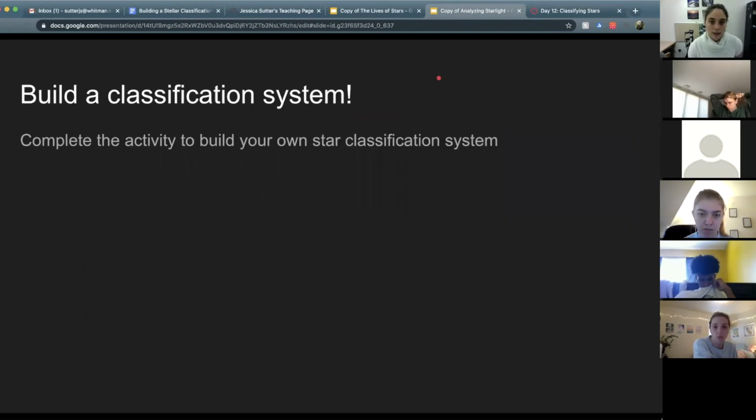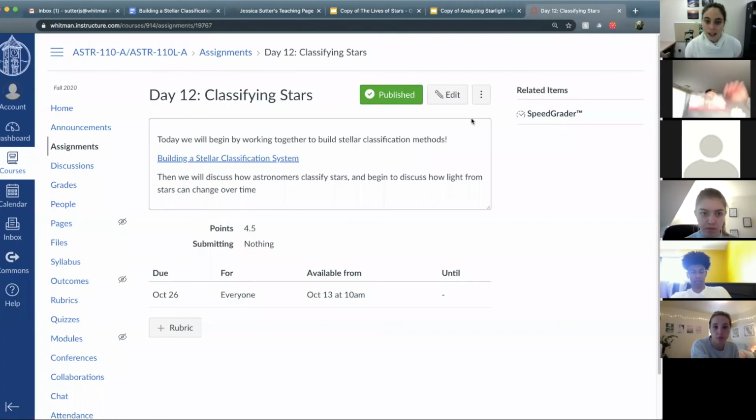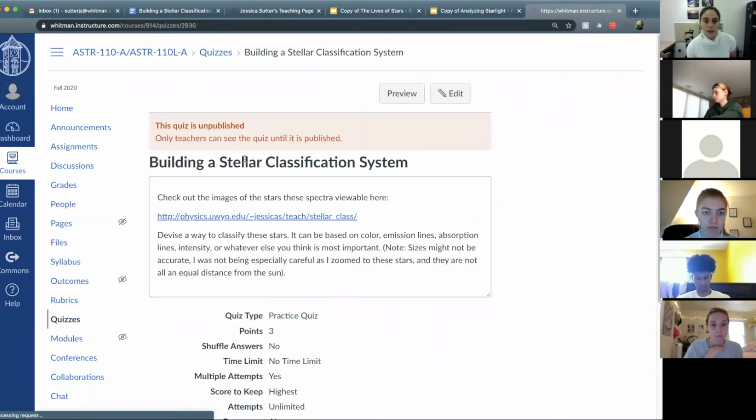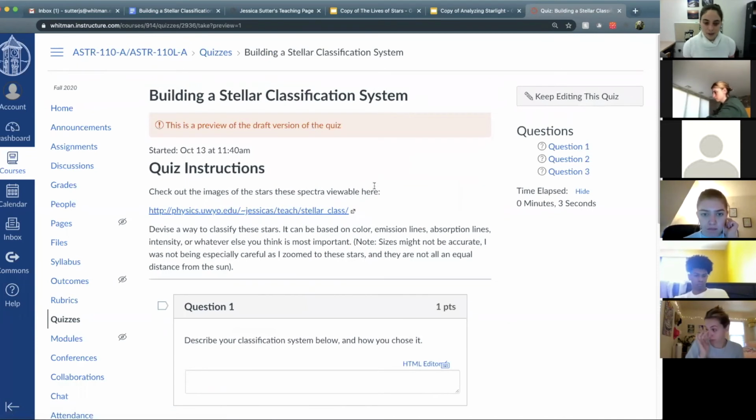With that, I think we're going to shift right into our first activity. I think we've got hopefully a good number of people here. This is our first and only activity for today, our day 12 assignment called Classifying Stars. What we're going to do in that is build our own stellar classification system. This is another little quiz where there are only 3 questions.